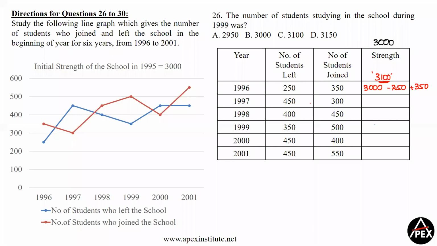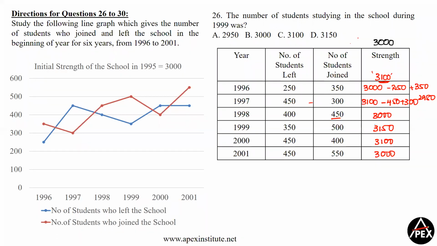In 1997 it will be 2950. 3100, 450 left, so minus 450 plus 300, which gives 2950. Then 2950 plus 50, again 3000. Again 3000 plus 150, 3150. Again 3150 minus 50, 3100. And again minus 100, 3000.